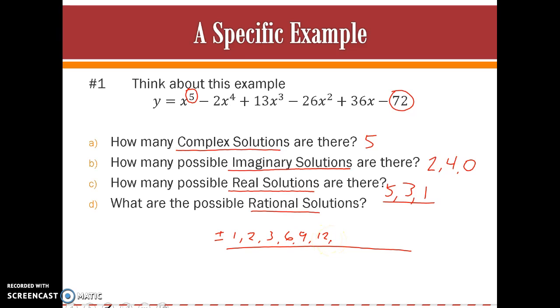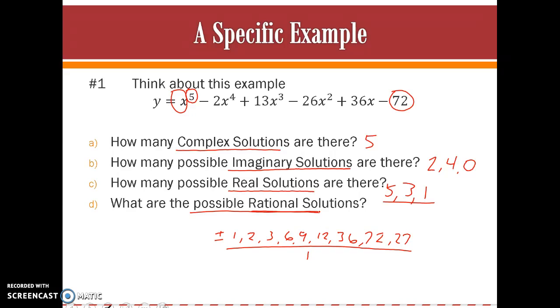I'm sure there's some that I don't know about here. There's 36 that does. There's 72 that does. I have to think more about all the factors. 27, I think, does. And so I would list all the factors of 72 on top, and then all the factors of 1 on the bottom, which is just 1. And so I could list all of these separately. Those are the possible rational solutions.